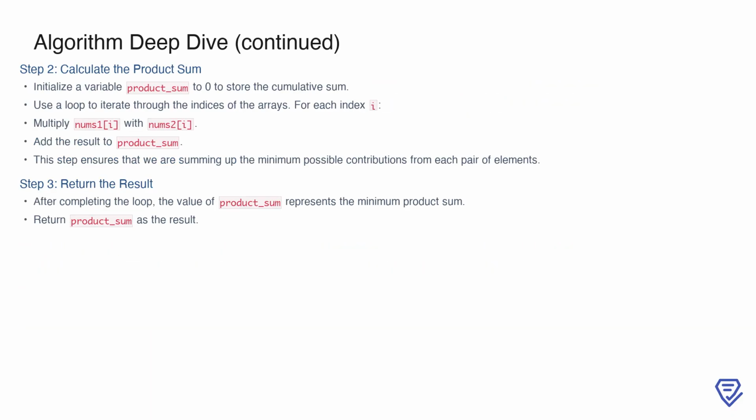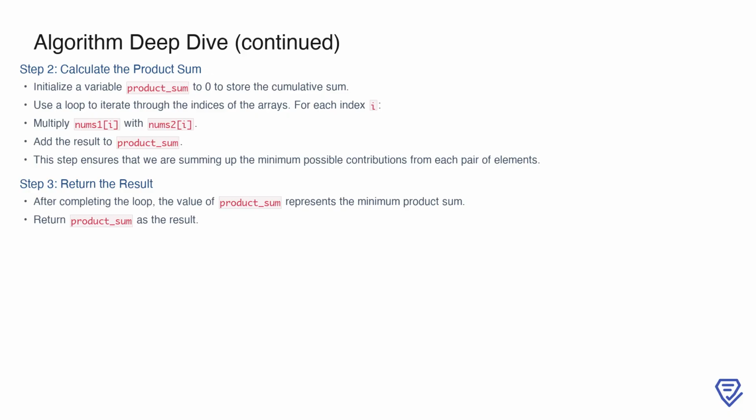Once the arrays are sorted, we calculate the product sum. We initialize a variable, product_sum, to 0. This variable will store the cumulative sum of the pairwise products. Then, we iterate through the indices of the arrays using a loop. For each index i, we multiply the corresponding elements from nums1 and nums2, specifically nums1[i] * nums2[i], and add the result to product_sum.